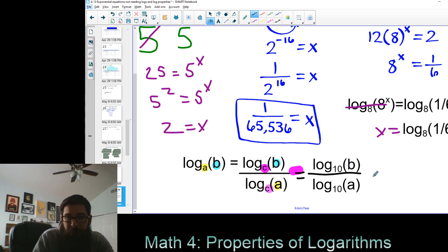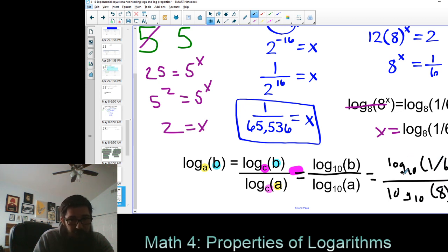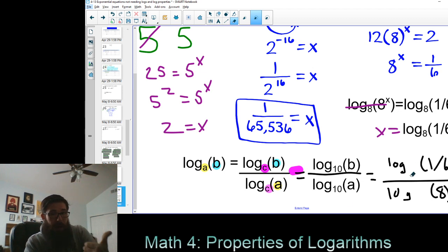Well, what do we have before? In this case, B is 1/6. This is going to be log base 10 of 1/6 divided by log base 10 of 8. And if you rewind the video, what you saw before was the exact same thing, except we didn't see these 10s. Why is that? We said, if we see a log without a base written, what number is actually there? 10.